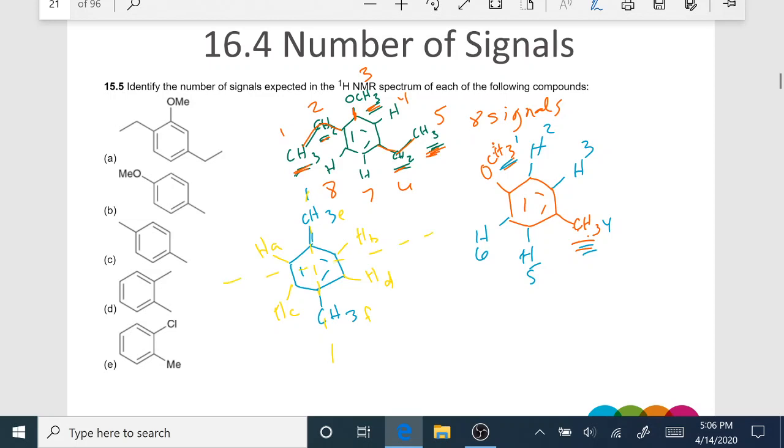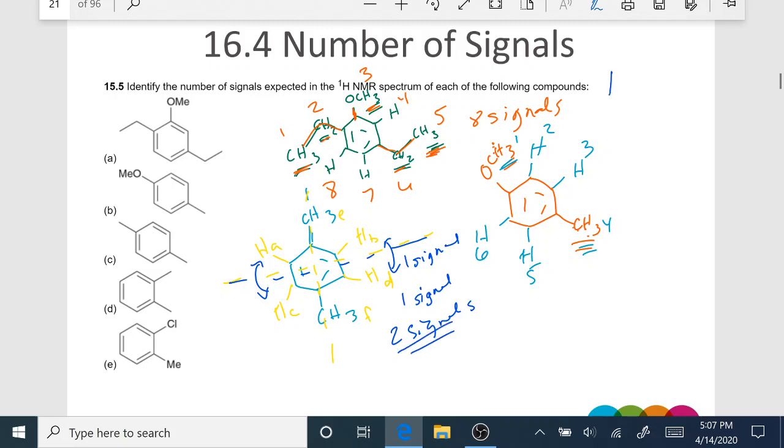But notice I also have an axis, let me get a different color, going this way, right down the center of the molecule. So if I flip across that axis, then hydrogens on F are equivalent to those on E. So E is equivalent to F, and that makes B equivalent to D, and A equivalent to C. So I'm only going to have 1 signal for A, B, C, and D, and 1 signal for E and F. So I'm going to get 2 signals in the NMR for that whole molecule.